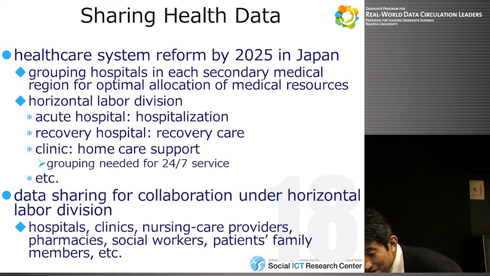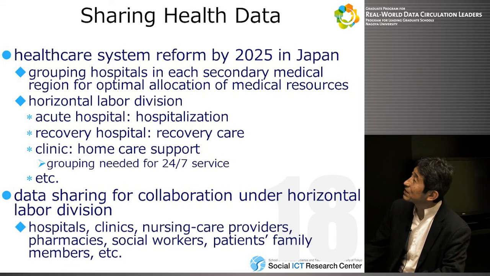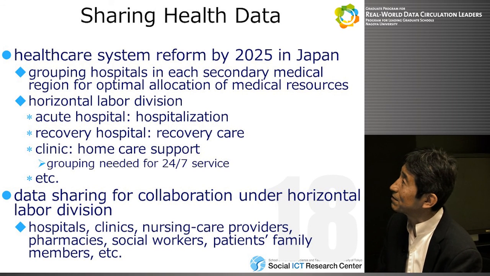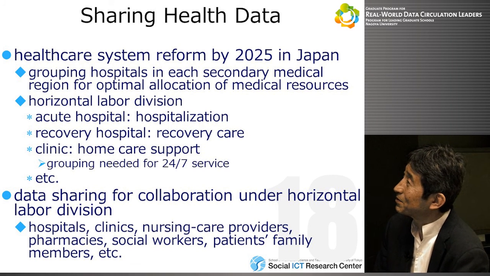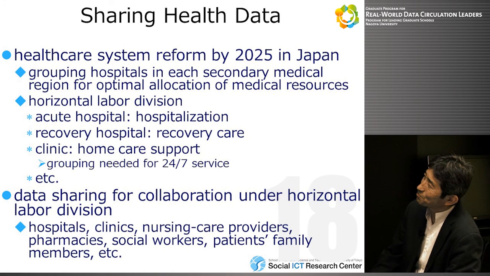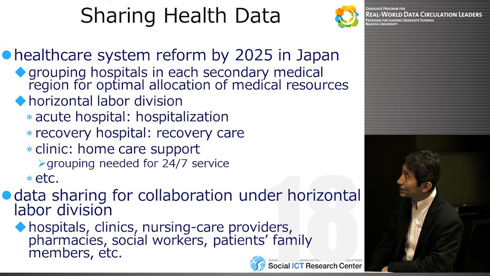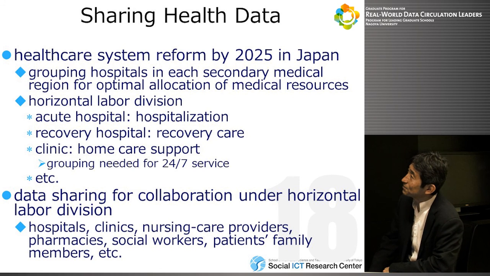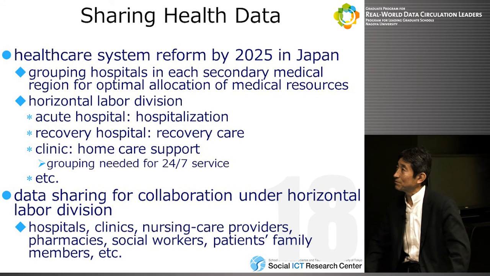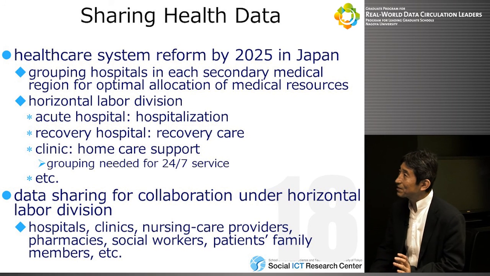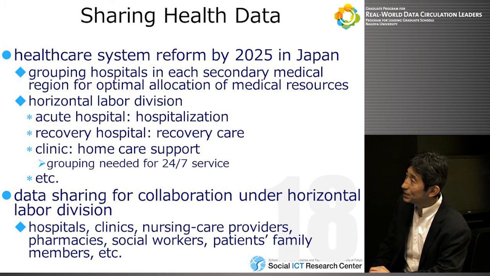However, sharing health data is becoming mandatory due to the healthcare system reform, which is being carried out and to be finished in 2025. This consists of several important aspects. One is the categorization of hospitals in each secondary medical region for optimal allocation of medical resources. And related to that, some kind of vertical labor division will be introduced in the regional medical services.